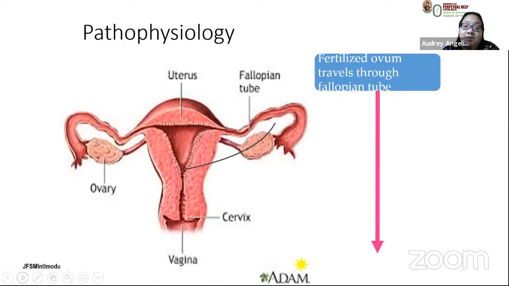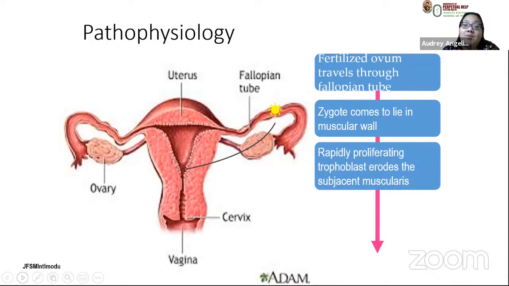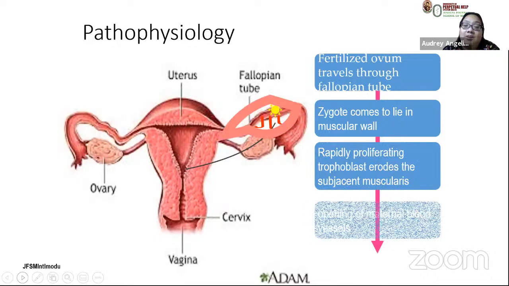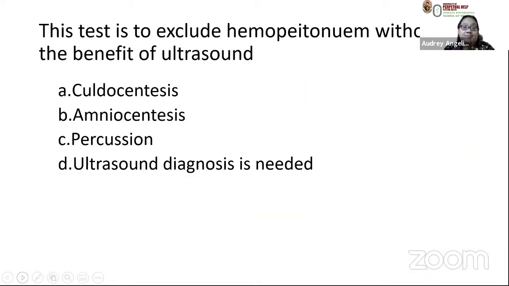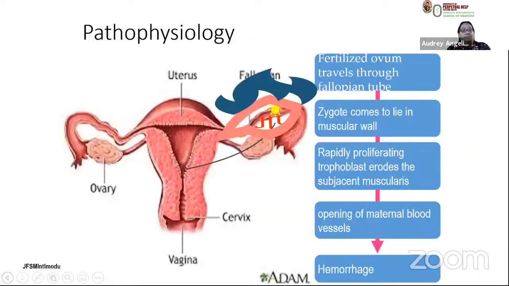So this is the pathophysiology of your ectopic. Your zygote goes to the wall, so it proliferates. It goes bigger in your fallopian tube, opens your vessels, and then it would lead to hemorrhage. This hemorrhage would then cause irritation to your diaphragm. Through what nerve?